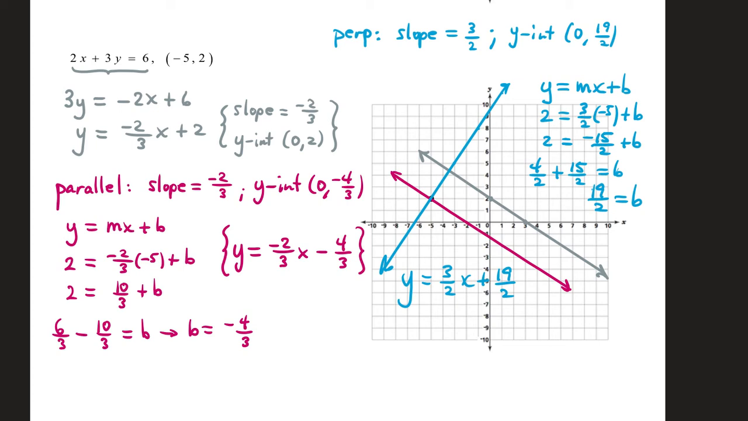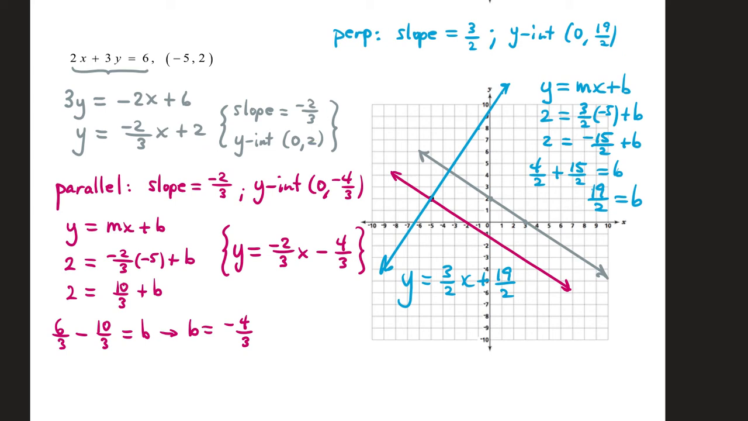Next example, we're going to do the same thing. We're given a line 2x plus 3y equals 6 and the point (-5, 2). This equation that's given, if we subtract 2x from both sides, we get 3y equals -2x plus 6. Dividing all the way through by 3, that gives us y equals -2/3 x plus 2. Our slope is -2/3. Our y-intercept is +2.